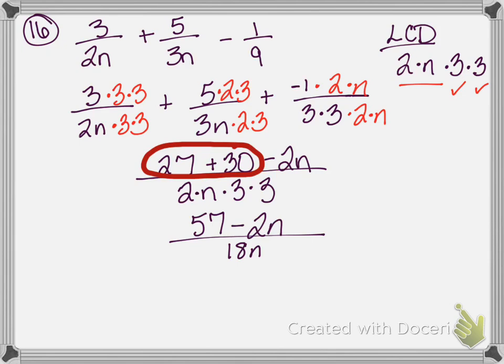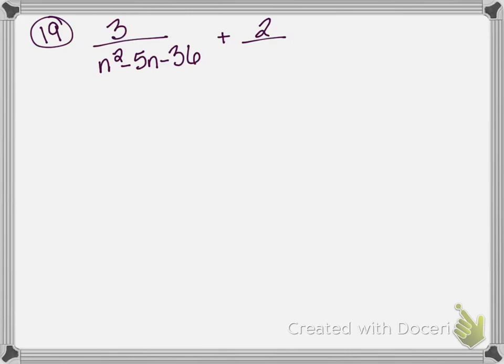Now we are looking at number 19. So this is 3 over n squared minus 5n minus 36 plus 2 over n squared plus 3n minus 4. Okay. First thing I do is I factor that denominator.